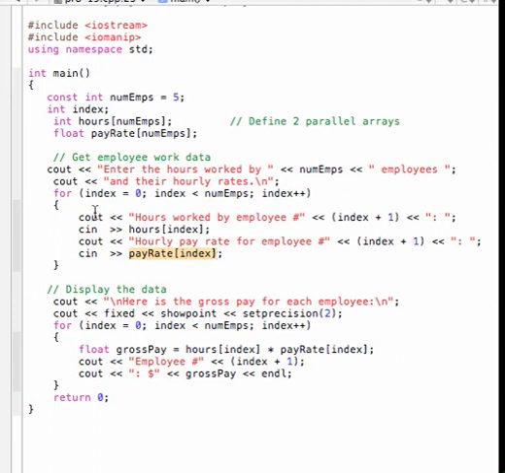I know I'm working with parallel arrays when, inside the same for loop, I'm basically working with 2 different arrays. That tells me I'm working with parallel arrays. So a parallel array is 2 different arrays that, at the same relative position, have data that's related to one another. And again, at hours sub 0, I've got the hours for the first employee, and at pay rate sub 0, I've got the pay rate for the first employee, and so forth. So I hope this gives you a little insight into parallel arrays.